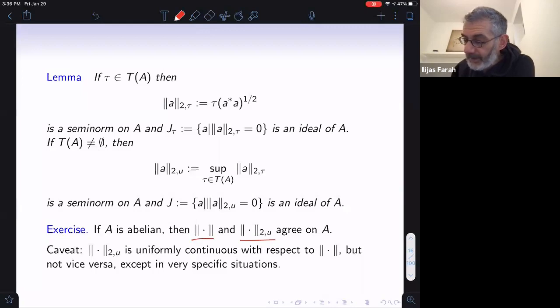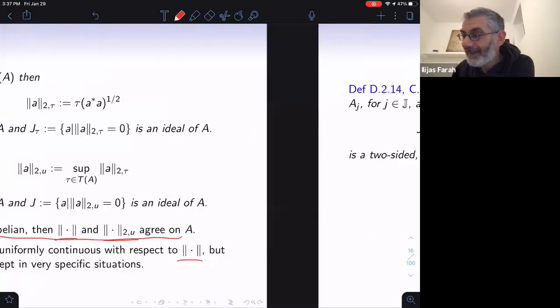Now, here is an important bit to keep in mind. The uniform tracial norm is uniformly continuous with respect to the operator norm. It's actually less or equal than it, it's 1-Lipschitz, but not vice versa. Well, in some situations vice versa is true. If they agree, then definitely they are absolutely continuous with respect to each other. But in interesting situations, when the algebra is simple, it is not true that the operator norm is continuous with respect to the tracial norm, which is important for reasons that will soon be clear.